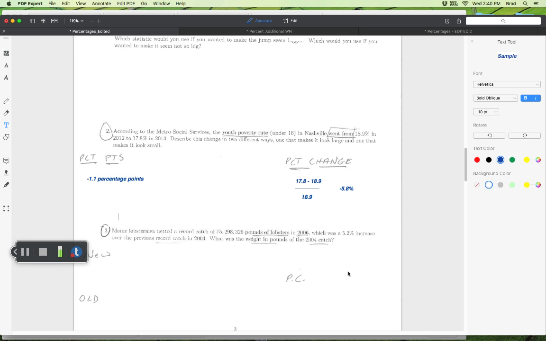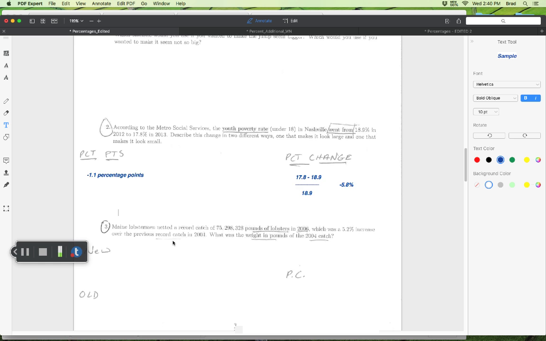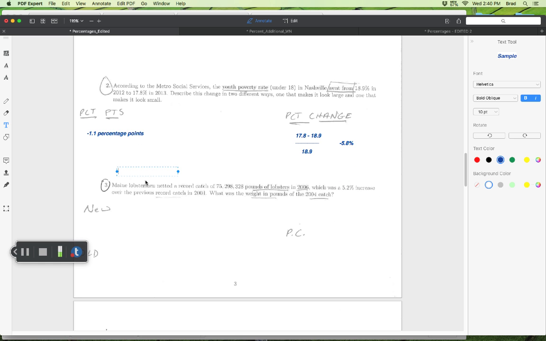Let's take a second, and I'm going to just briefly talk about number 3. All right, and I want to highlight different ways to solve this problem. So number 3, we've got lobstermen netted a record catch of over 75 million pounds of lobsters in 2006, and that was a certain percent increase over the previous record catch in 2004. And so we want to then say, all right, if we know it increased so much over these years, what was the original weight? Right?